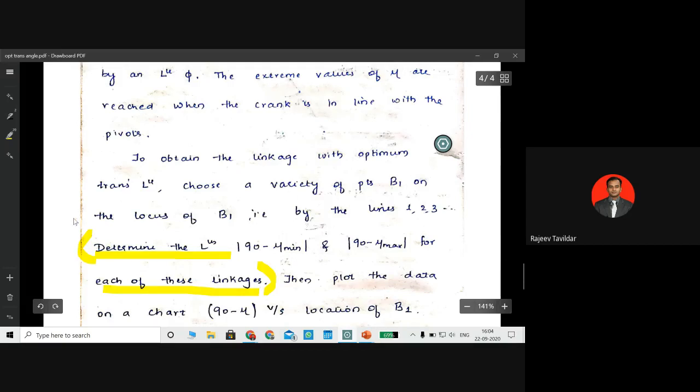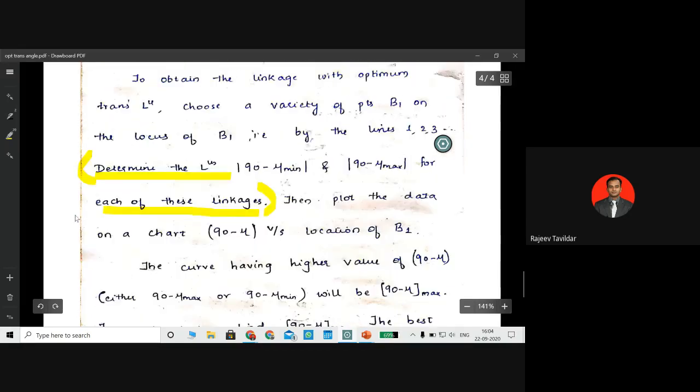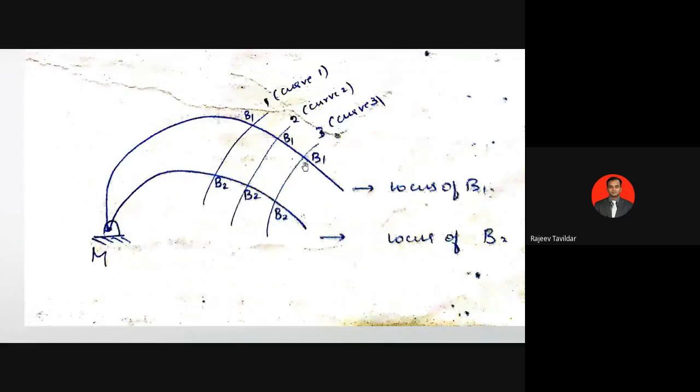This was the first step. See, the second step is very clear. We need to determine 2 angles. The first angle is 90 minus mu min and 90 minus mu max. How am I going to find out these angles? So this is our example.